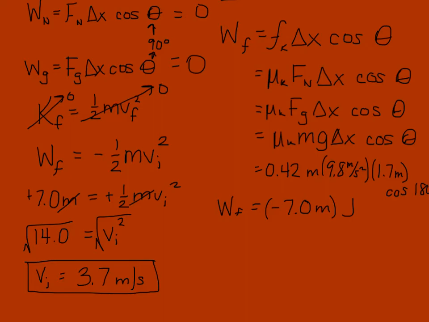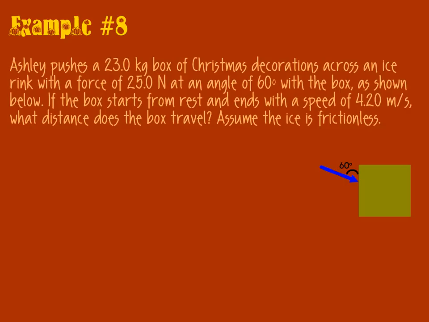Okay, let's try one more. In this problem, Ashley is pushing a box of Christmas decorations across an ice rink. She's doing so with a force of 25 newtons, and you can see what that force looks like in relation to the box below. It tells us that the box starts from rest, ends with a speed of 4.2 meters per second. We want to know how far did it go. And it also tells us to assume the ice is frictionless.